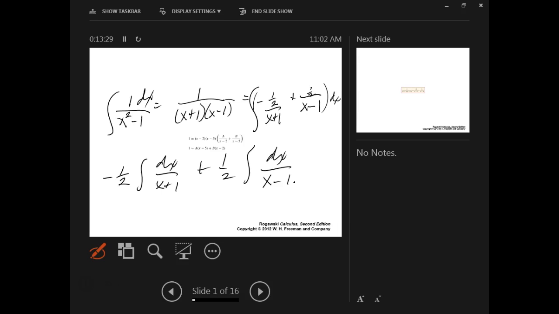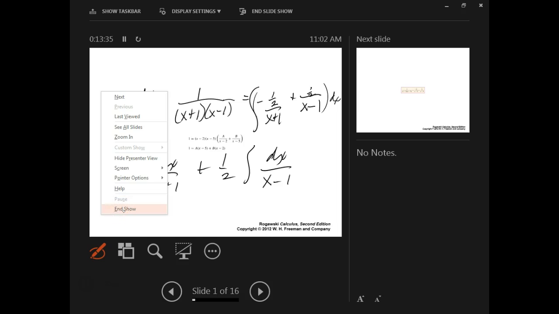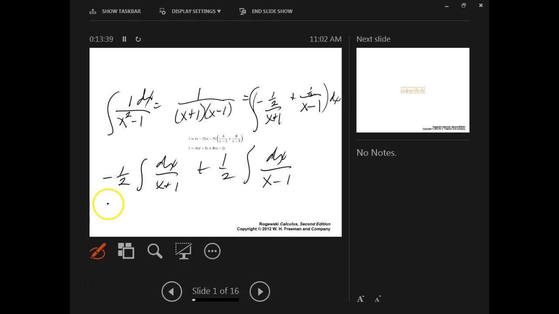So this would be minus 1/2 the log of, and usually we put logs in absolute values, x plus 1, plus 1/2 the log of x minus 1. Right?